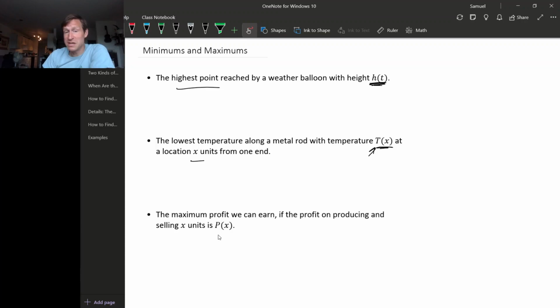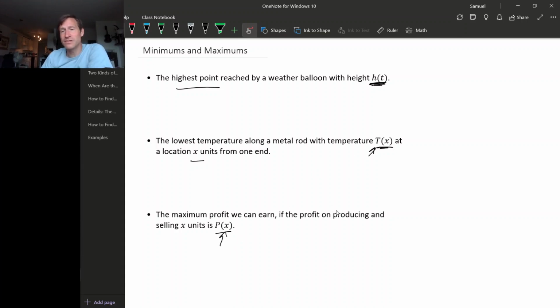If you have a function p of x that tells you the profit you earn if you produce and sell x units of your product, you might want to find the production level x that gives you the maximum profit, because you want to maximize your profit. So you would want to find a maximum value for the function p of x.